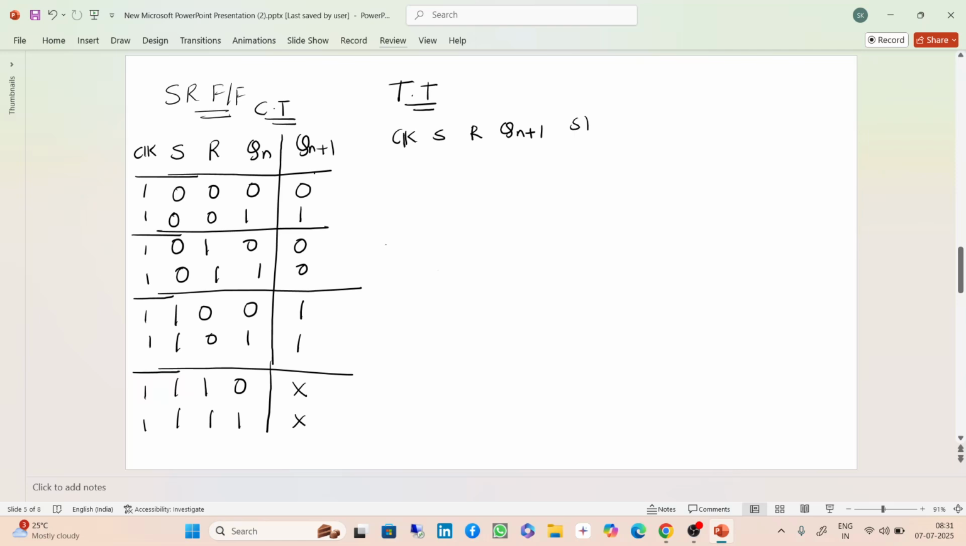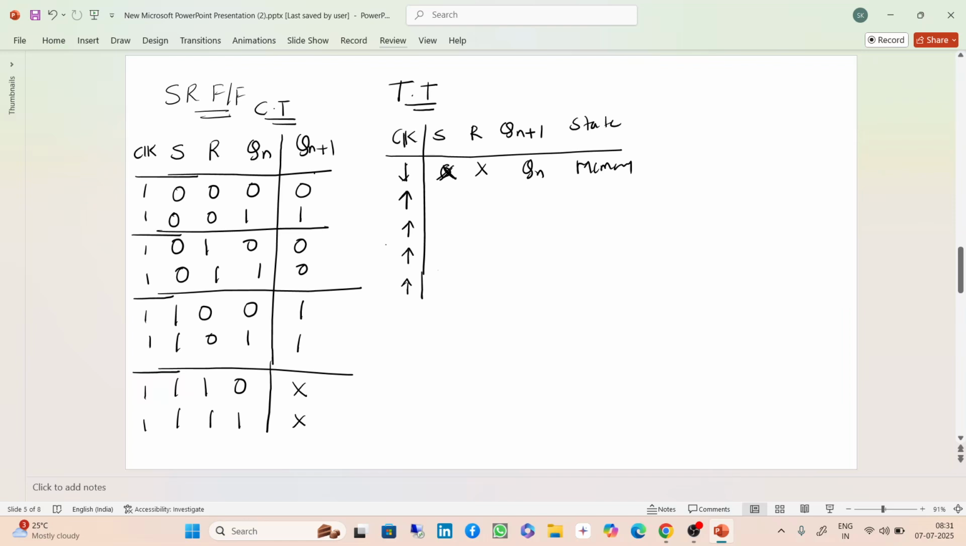Okay, so suppose the clock is negative edge triggered. Negative edge trigger means that whatever the S and R values may be, the output stays in the previous state, which we call the memory state. At the positive edge trigger only, the output will change. So when it is positive edge trigger, what happens?